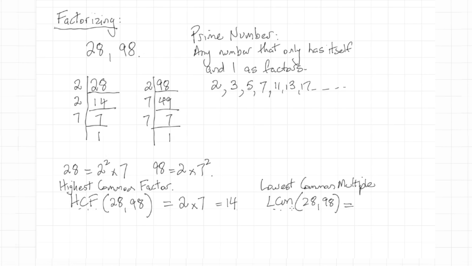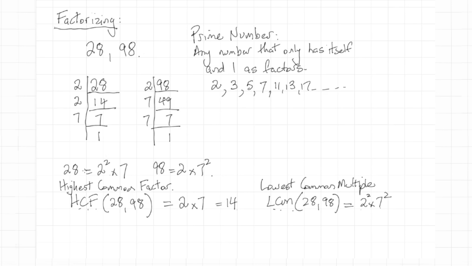Now to work out the lowest common multiple, we're looking for the smallest number that both 28 and 98 go into evenly. The way to do that is to write down one of the prime factorizations. Usually you write down the largest one, and we've got 2 times 7 squared. We haven't finished yet. So we've written down one, and we look at the other one: have we got a 2 squared there? No, we haven't. So we've got to make that into 2 squared.